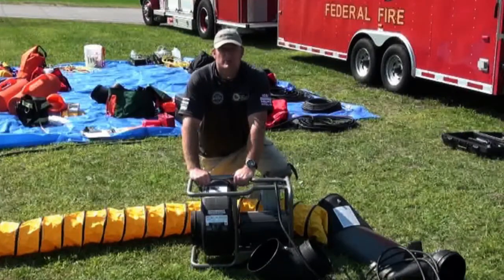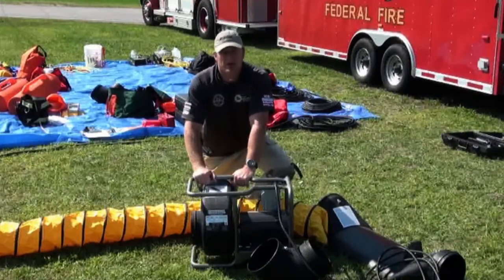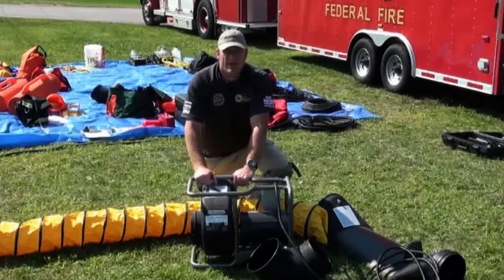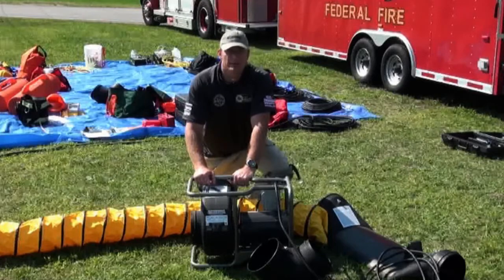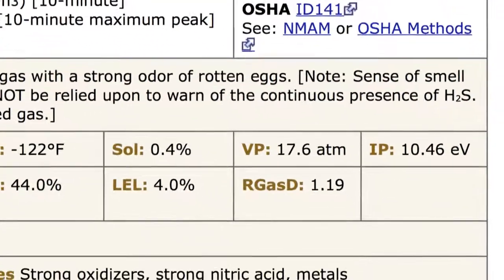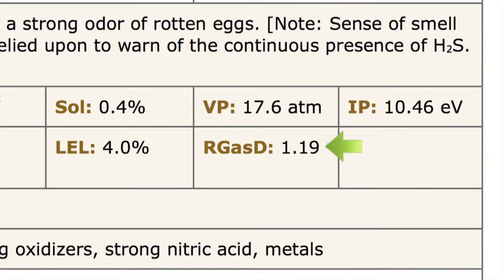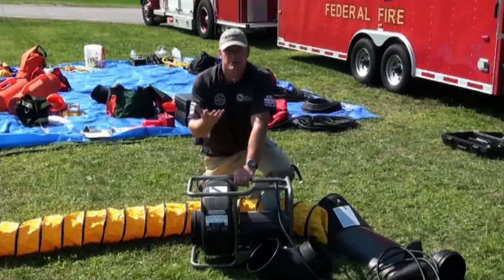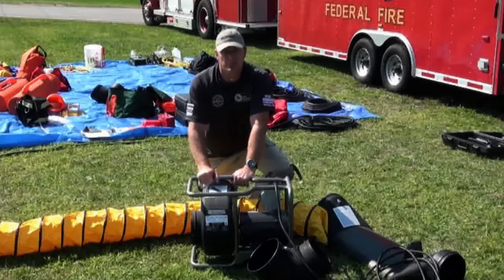One of the primary things we need to assess from a gas perspective is the R-gas-D rating on that hazard. So if it has a weight that is heavier than 1, for example, hydrogen sulfide has an R-gas-D of 1.19, we know that that weight is heavier than our standard air weight, and that hazard is going to be at the low-lying area of that space.